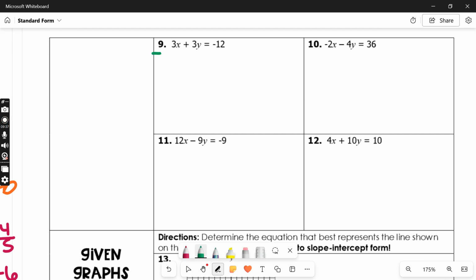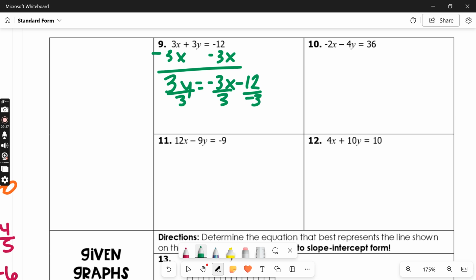Okay, I'm going to start by subtracting 3x here. So I have 3y is equal to negative 3x minus 12. And then I'll divide everything by 3. That gives me y equals, I'm going to write it as negative 1x plus 4. You could also just write it as negative x. That means my slope is negative 1, and my y-intercept is 4.